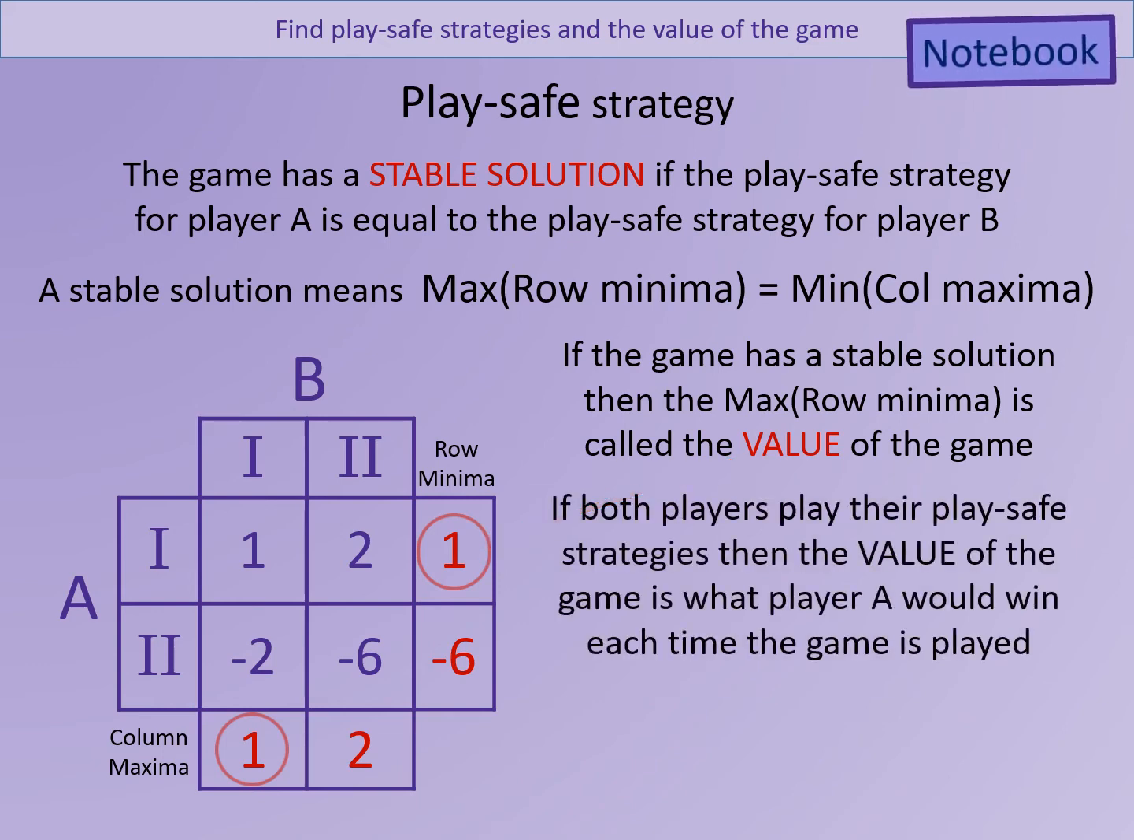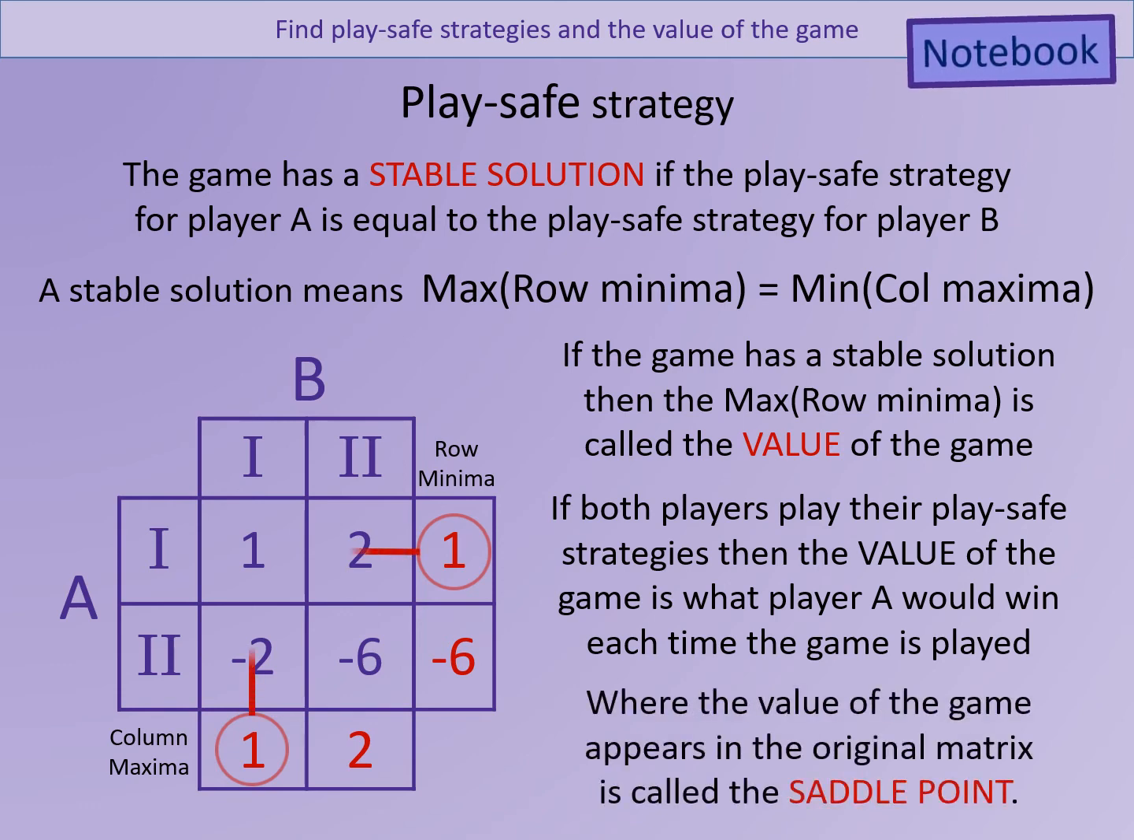If both players were to play their play safe strategy, then the value of the game is what you would expect player A to gain each time. So each time this game is played, if both players play safe, then we would expect A to win 1 each round. The position that this occurs in the matrix, in this case with both players playing option 1, is called the saddle point. So the saddle point is shown there by a red square.